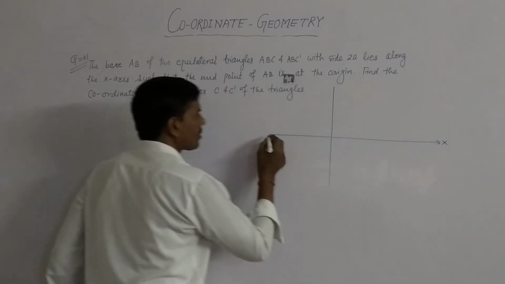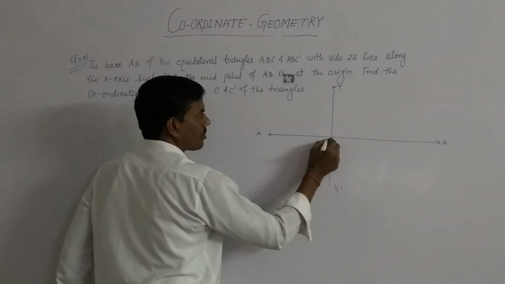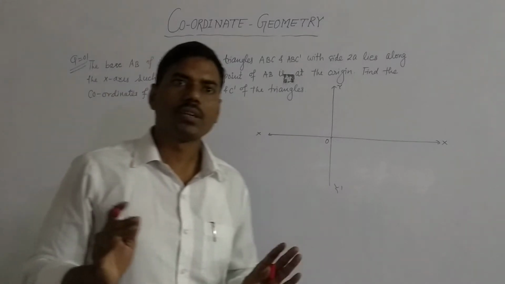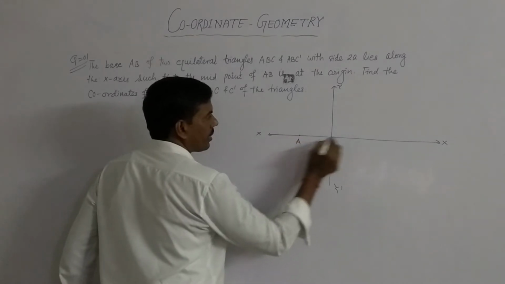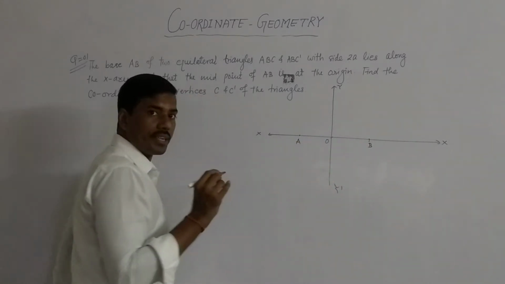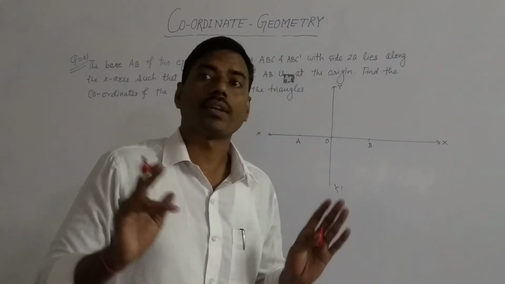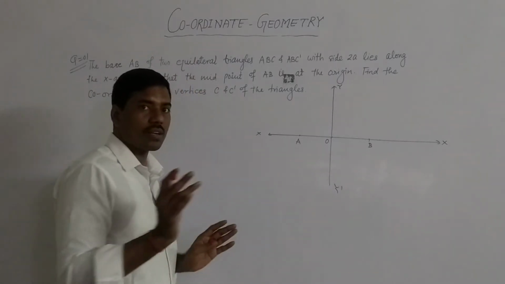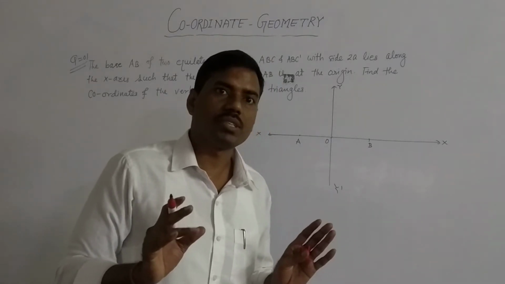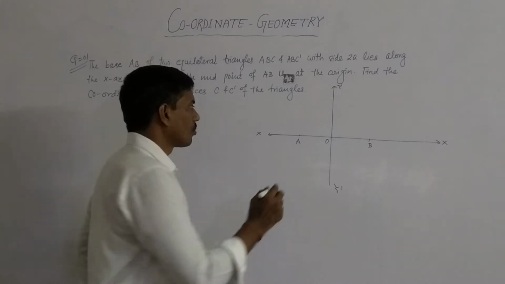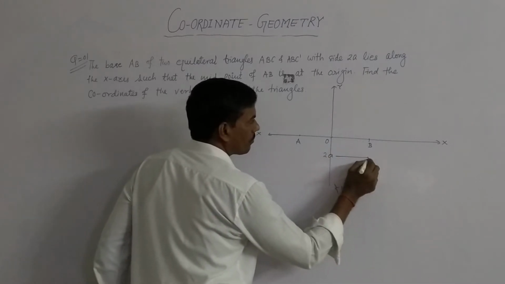this one is x-axis, x dash, y-axis, y and y dash. This is the origin. We know that each side of an equilateral triangle is equal, and the measurement of each side of triangle ABC and ABC dash is 2a. So the measurement of AB is 2a.